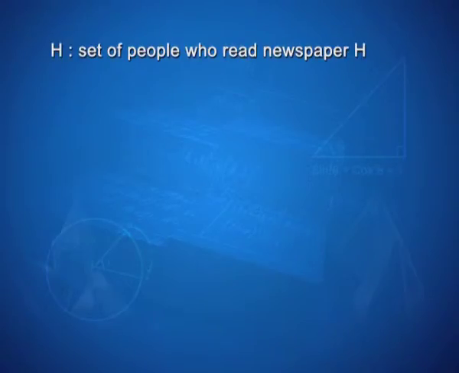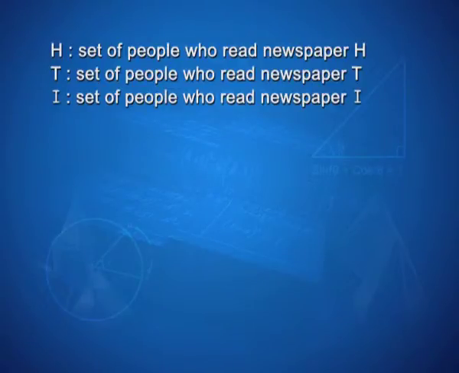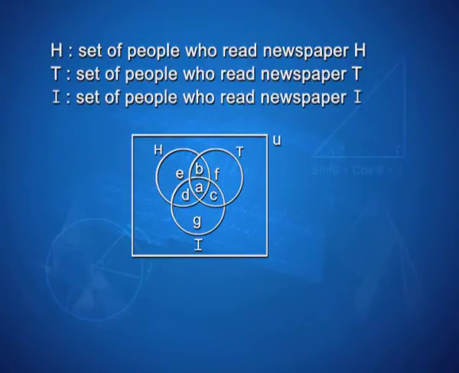Let us assume that H is the set of people who read newspaper H, T is the set of people who read newspaper T, and I represents the set of people who read newspaper I. Then the Venn diagram will be represented like this. H, T and I will be represented inside the universal set. Let's denote all the segments of this Venn diagram by small alphabets. Let this part be represented by A, this be represented by B, C, D, E, F and G.